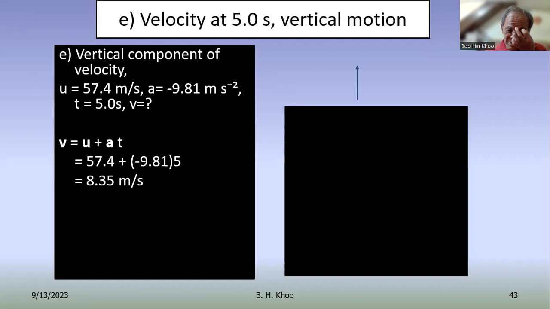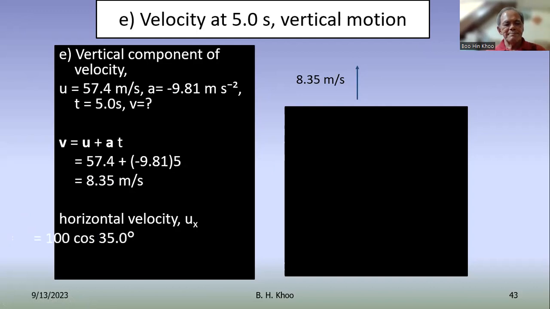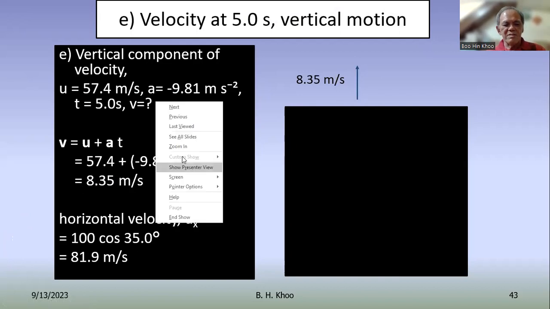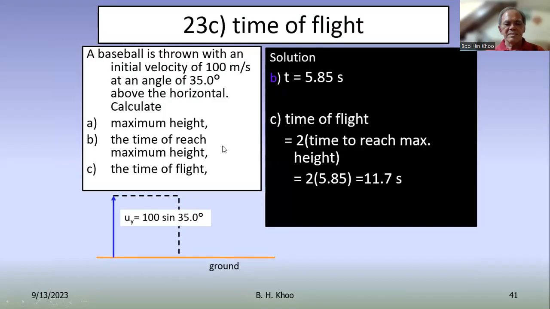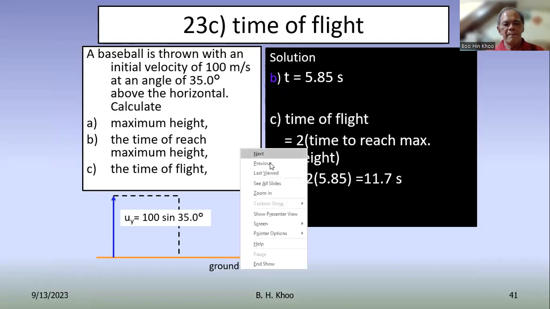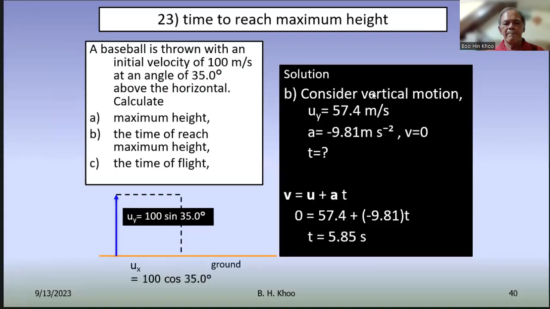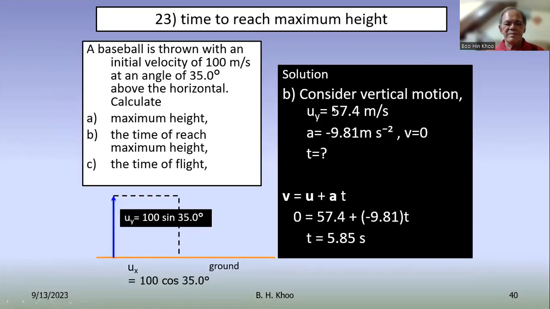So to give you a rough direction, draw a rough sketch. There's a vertical velocity, right? It's positive, so it's upwards. Horizontal velocity, right? You can calculate it out. Horizontal velocity is 81.9, right? Vertical velocity, as I said, we can refer to our question earlier. That's our vertical velocity that we have calculated from here using this formula.